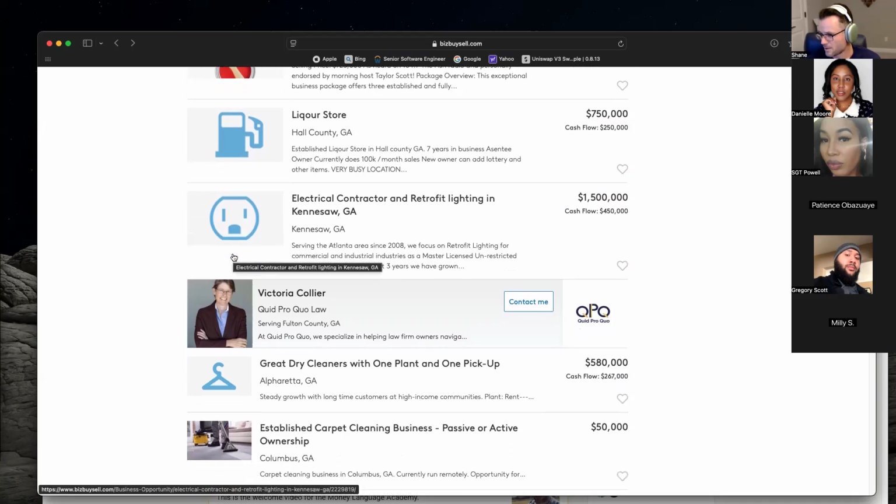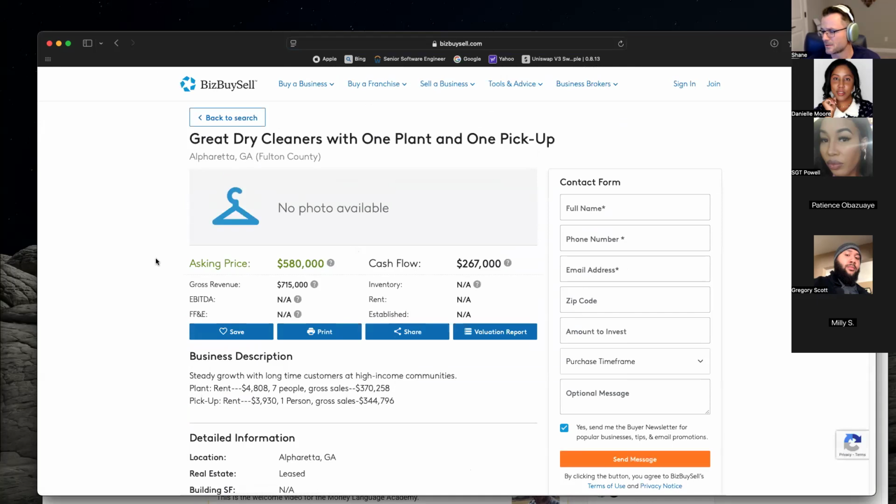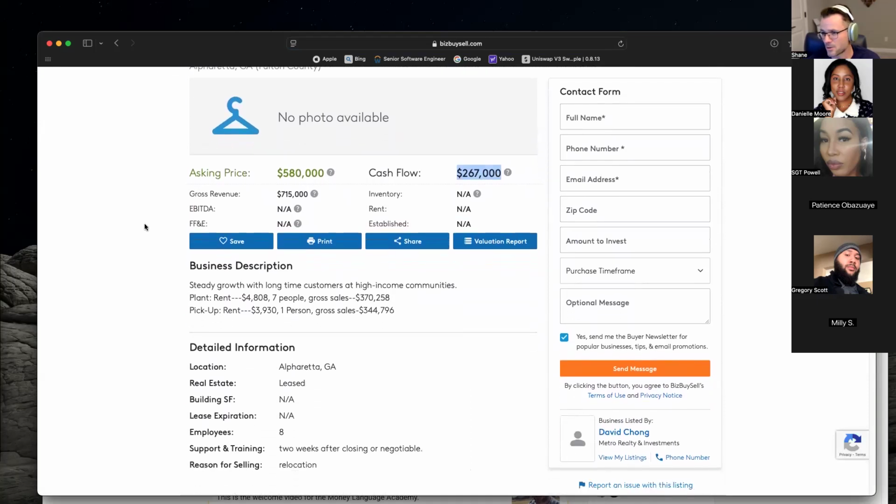Okay. Ooh, there's a dry cleaner. That's a good one. So you can already tell the multiple right there is pretty good. So let's look at this. So obviously, that will pay for itself quickly. I don't really care about the gross revenue. You want to make sure that it's way above this number, but the gross revenue doesn't really matter. You could have $1 billion gross revenue and still only cash flow 100,000. So when it comes to laundromats, it's okay.